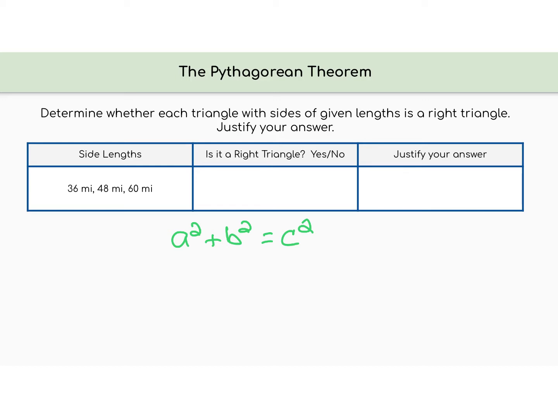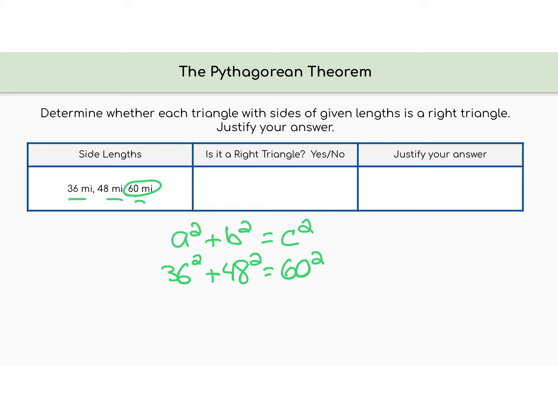A and B represent the legs. These are the two shortest sides. So I have to look closely. What are the two smallest sides that I'm given as side lengths? Well, one of them is 36, and we'll write that as squared, plus 48 squared is equal to the largest, longest side, which is 60. And that would be 60 squared. Now, you can use your calculator to simplify.